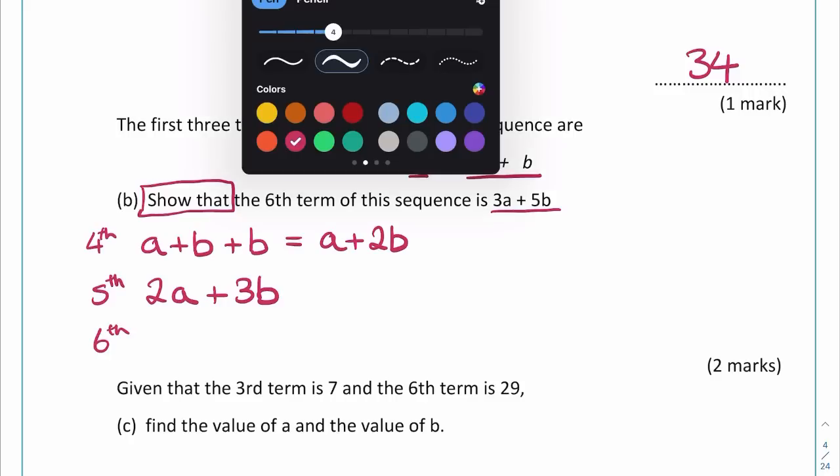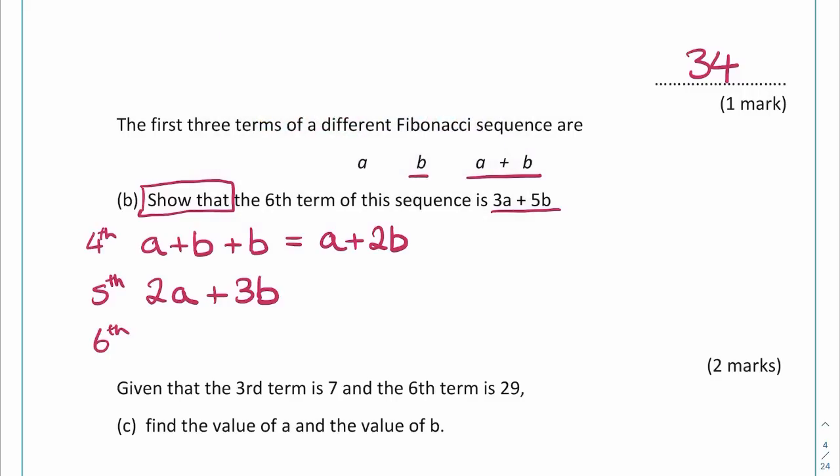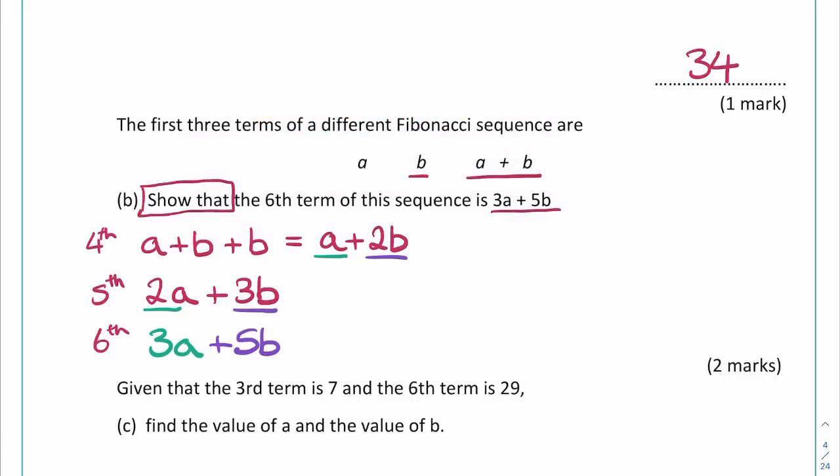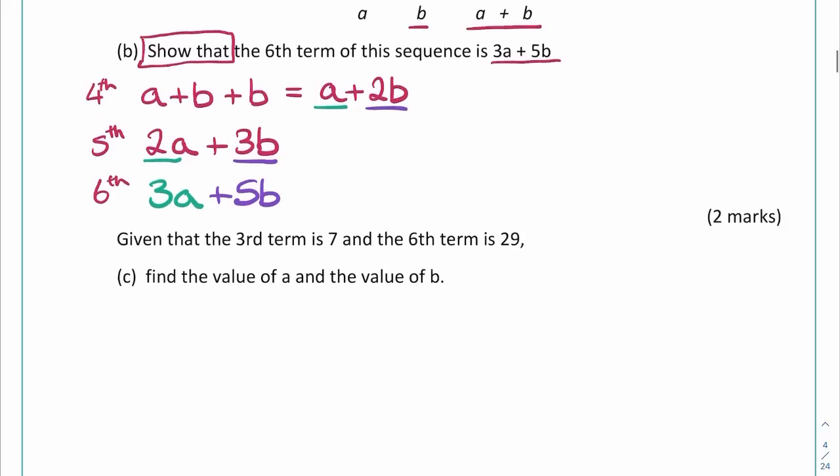And then for the 6th term, and let's just start to highlight this a little bit because we don't want to get lost here. We have a 2A and a 1A, so that's going to give us 3A. And then we also have the 2B and the 3B, and added together, that gives us 5B. And there we go. We have shown therefore the 6th term is 3A plus 5B.